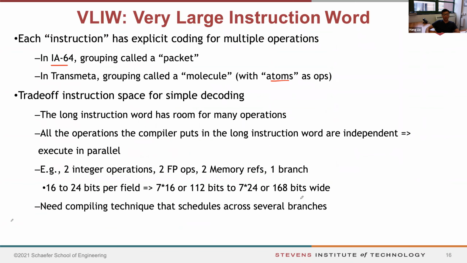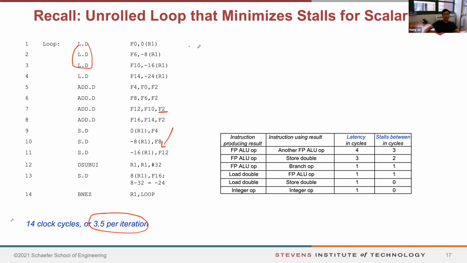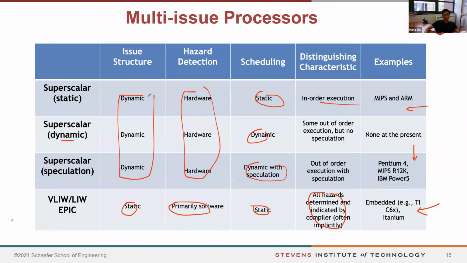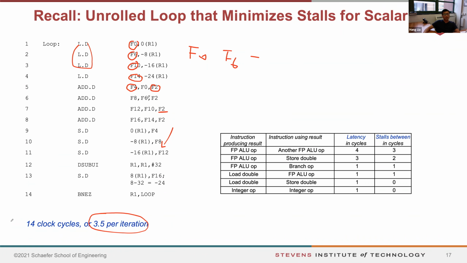Comparing to here, we use how many registers? F0, F6, F. So let's count: 1, 2, 3, 4. Okay. F14, F0 is recounted, F0, F2, F8, F12, F14, 16, F4, F8, F12, counted, R1.